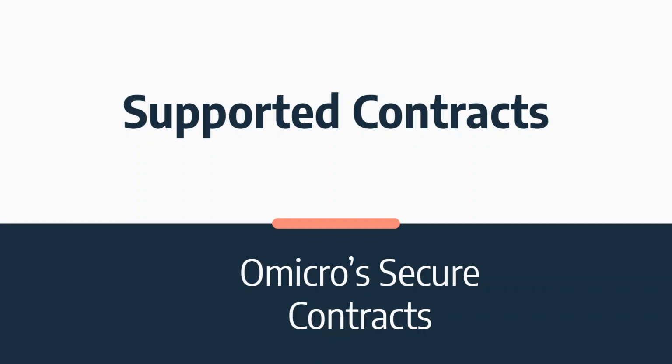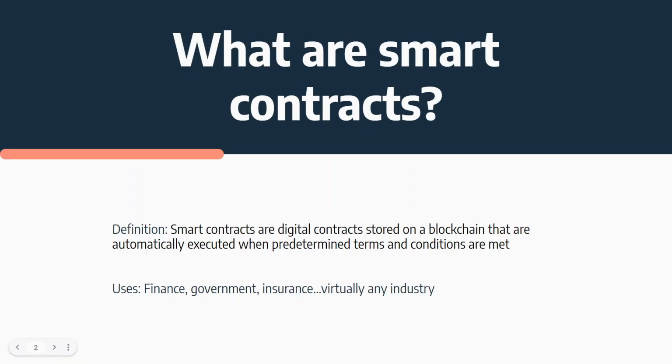Hello everyone, today we'll be talking about the supported contracts on the Omicro blockchain, which are the secure contracts and smart contracts. So what are smart contracts? Smart contracts are digital contracts stored on the blockchain that are automatically executed when predetermined terms and conditions are met. They allow for flexibility and can be used for virtually any application, including finance, government, insurance, and even more.